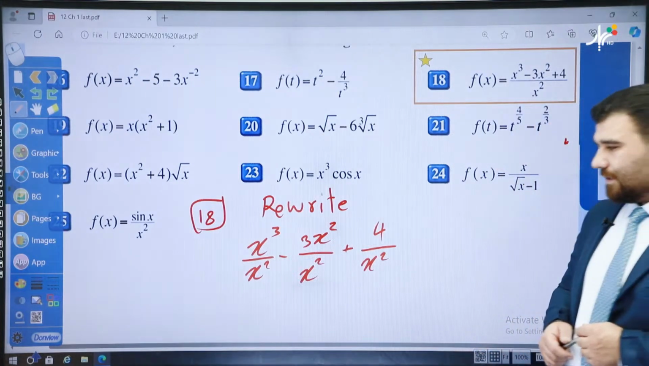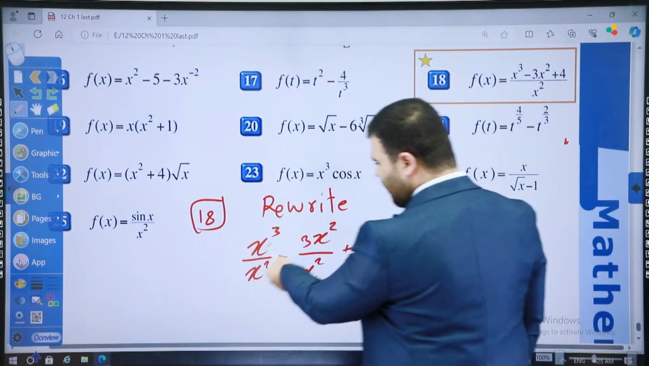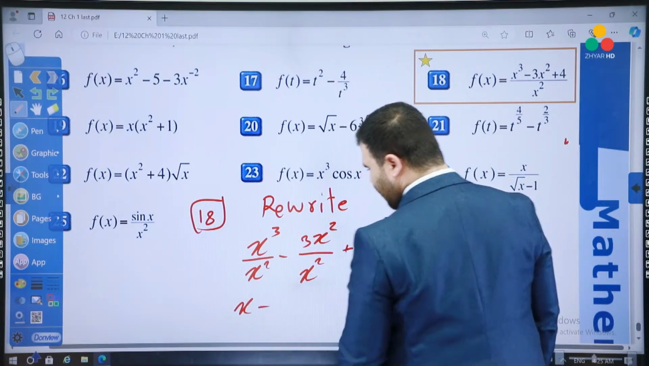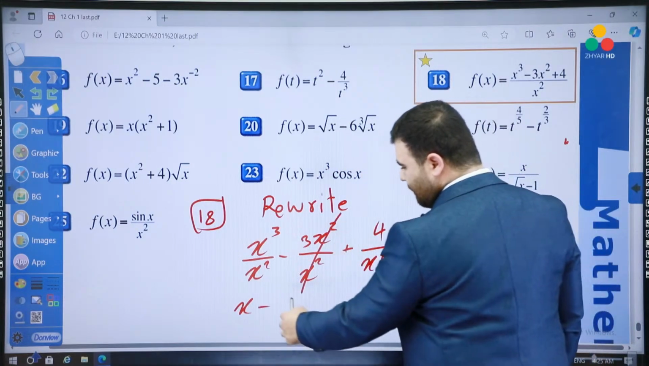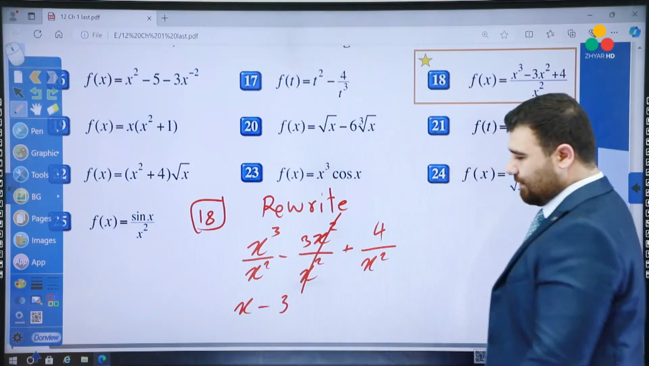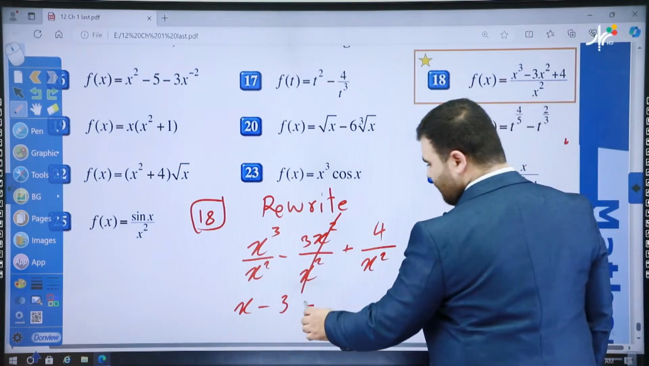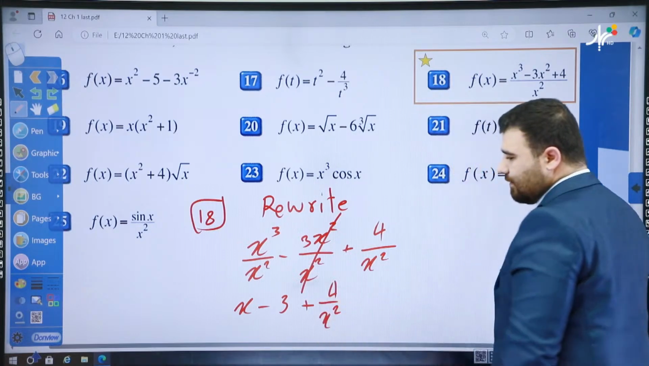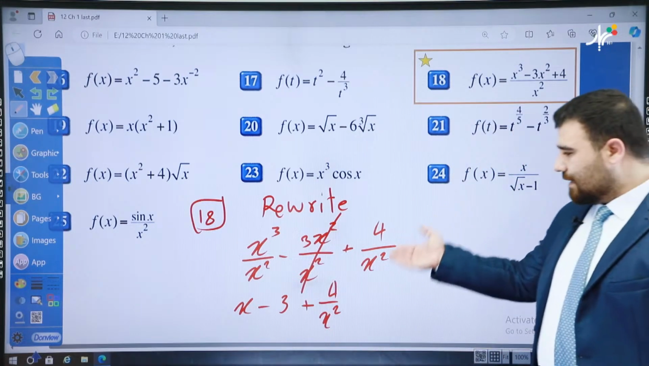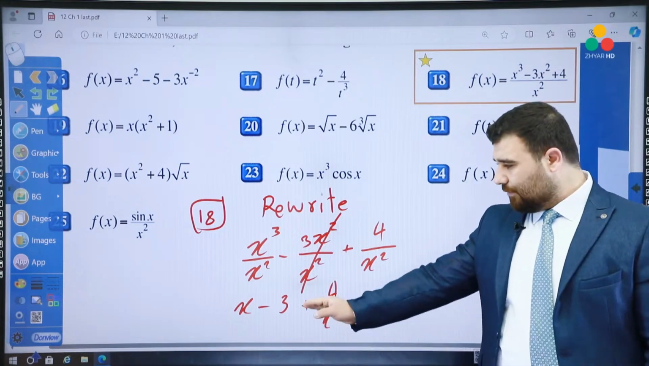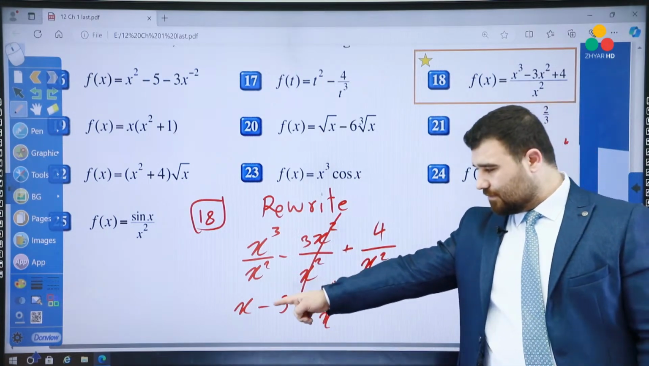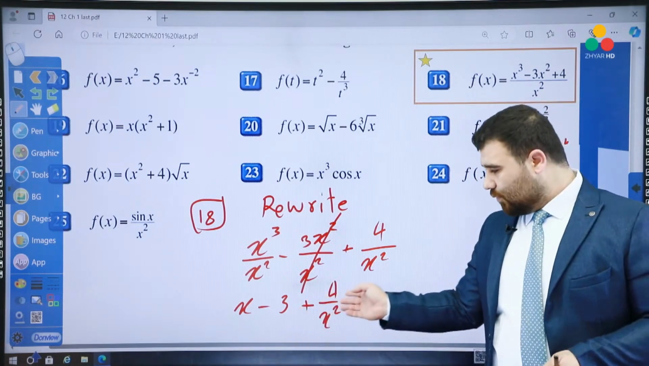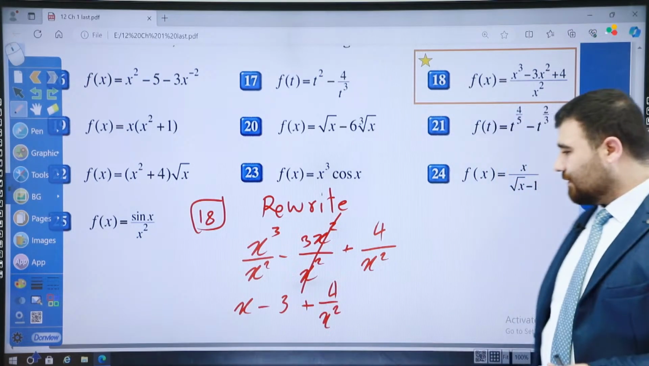Okay? Now there is simplification. Here, x power 3 over x power 2, what's remaining is just x. Minus, x power 2's cancel out, what's remaining is only negative 3. Plus 4 over x power 2. This is the only part that has no simplification. Now if I want to find the derivative, the derivative of x is 1. Derivative of 3 is 0. What's remaining is this. Let's do the derivative of this.